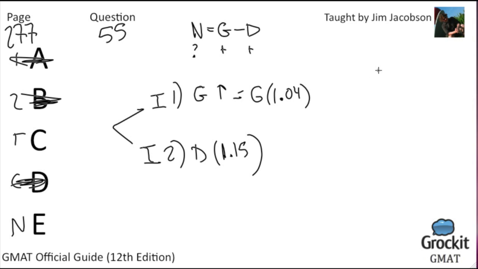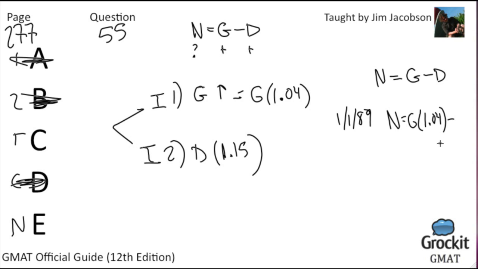So his previous net income was N equals G minus D. His new income is going to be N equals that G times 1.04 minus, I didn't leave enough room, sorry about that, D times 1.15. So that's what the two statements together tell us.